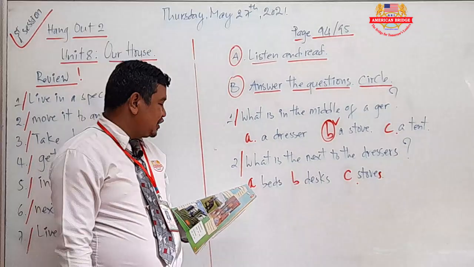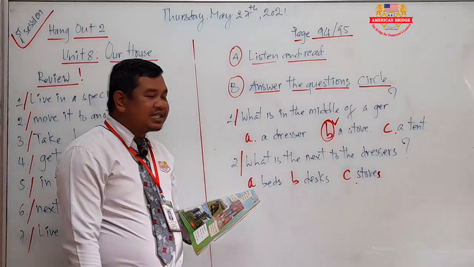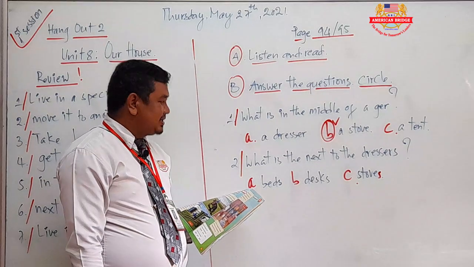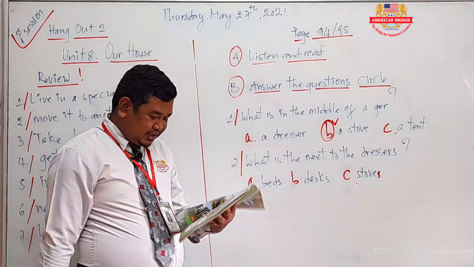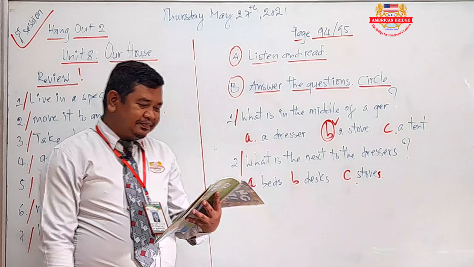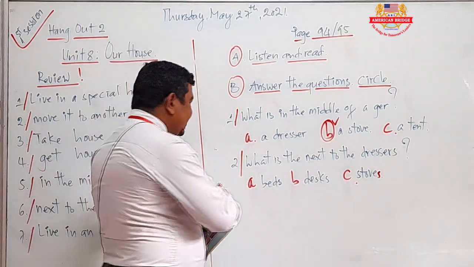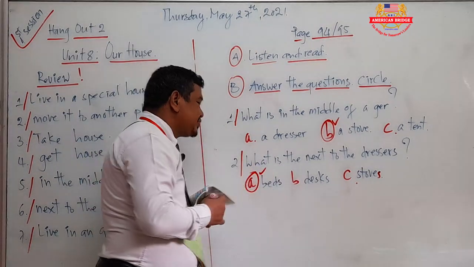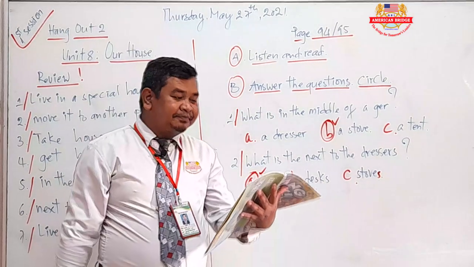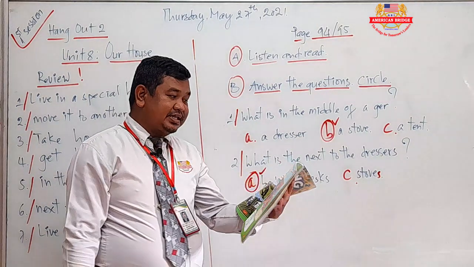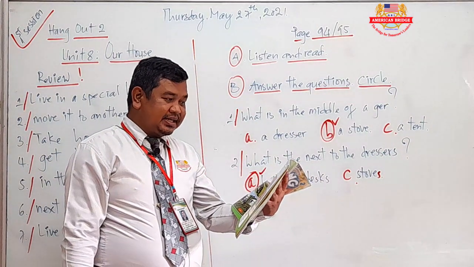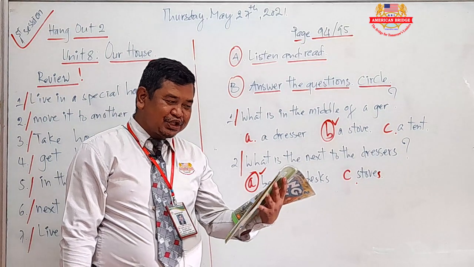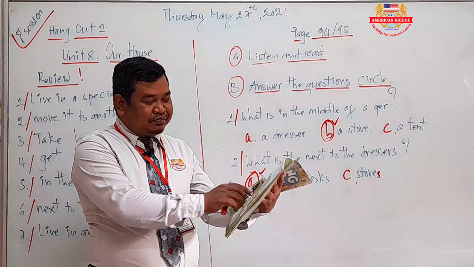So move to number 2. What is next to the dresser? A bed, a desk, a stove? Next to the dressers, this one is letter A, a bed. Letter A is the correct answer. So what point? Can you see it right now? The house has everything. There is a stove in the middle. There is a table next to the stove. The family eats there. There are two beds next to the dressers. Can you see? There are two beds next to the dressers.